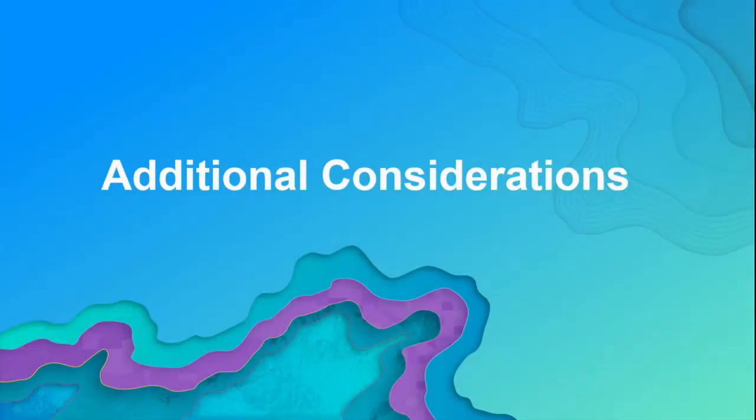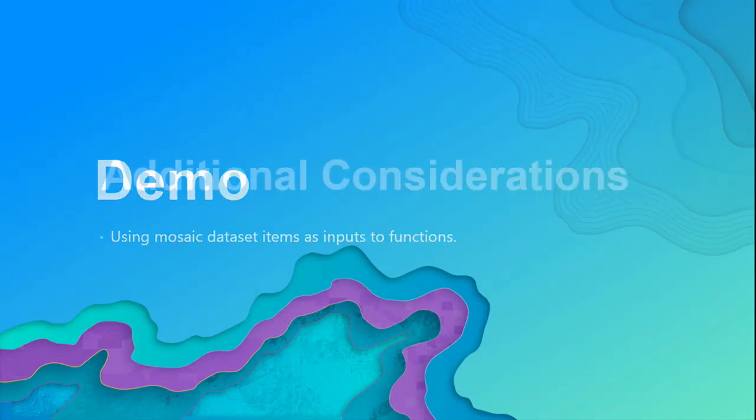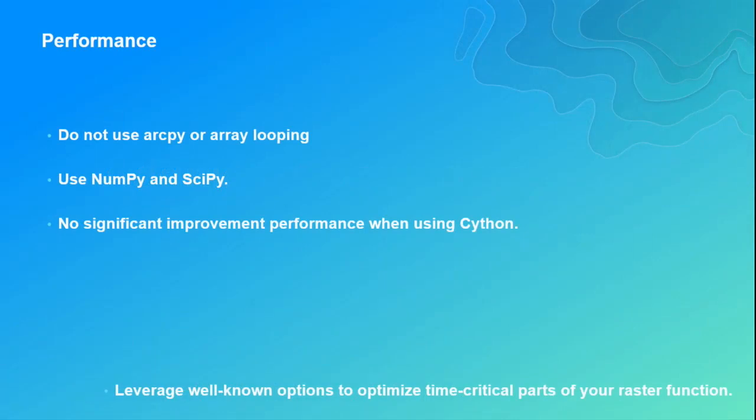Okay, so let's dig a little deeper. Additional considerations. When you're building these things, you cannot use ArcPy. You can use ArcPy, I shouldn't say that. I've never tried it. But you want to avoid using stuff like GP tools. Don't keep these things as arrays. Use NumPy, use SciPy, use scikit-image. Don't put it into a GP tool because it'll just be slow.